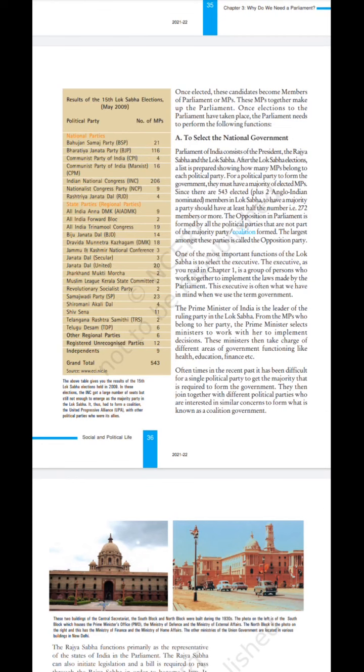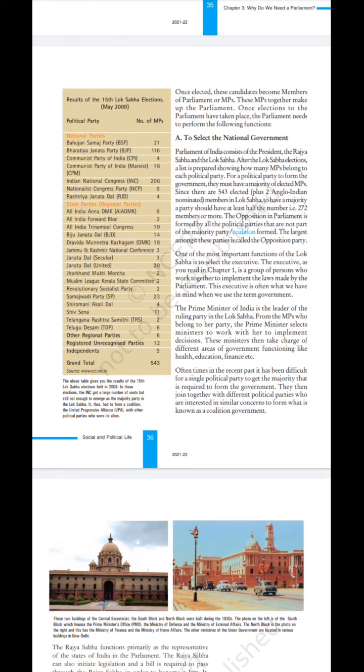Oftentimes, in the recent past, it has been difficult for a single political party to get the majority that is required to form the government. They then join together with the different political parties who are interested in similar concerns to form what is known as a coalition government.